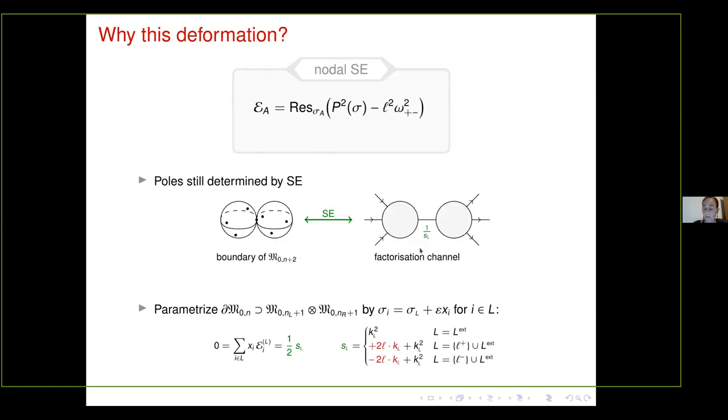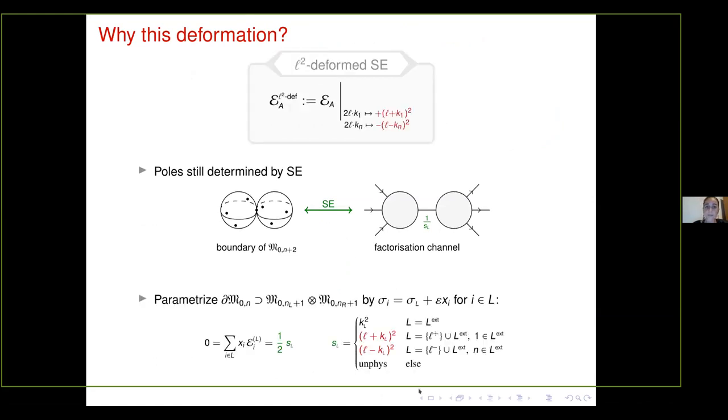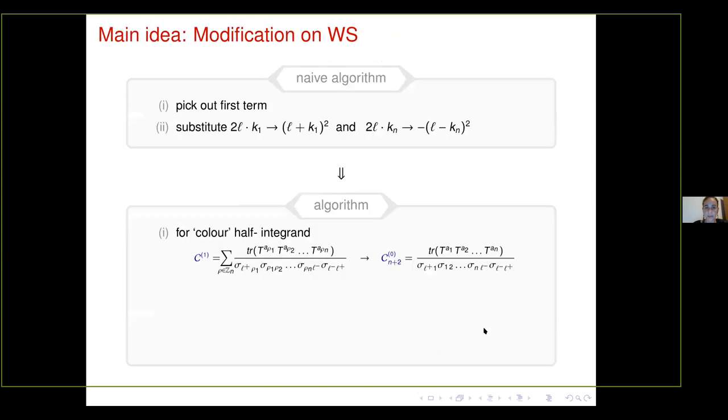Now, if you want to see why this deformation works, you can do it again systematically using the correspondence between the boundary of the moduli space and factorization channels. What you can see is that where originally you found these linear type propagators, with the deformation, you actually pick up always the correct quadratic propagators, given that the ordering is cyclic, which is why it was so important that we also restricted the color half integrand to have the correct cyclic ordering.